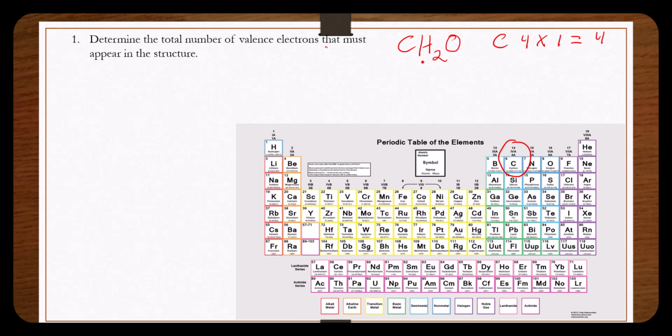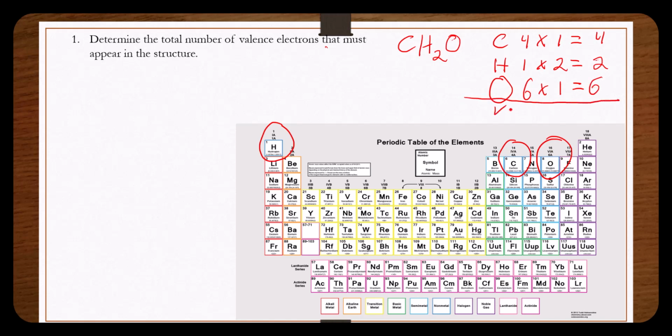The next element in the formula is hydrogen, which can be found right here on the periodic table. Hydrogen has 1 valence electron. There are 2 hydrogens, so the valence electrons for hydrogen would come out to 2. The next element in the formula can be found right here on the periodic table, and the group number is 6, so oxygen has 6 valence electrons. There's 1 oxygen, so oxygen contributes 6 valence electrons to the molecule.